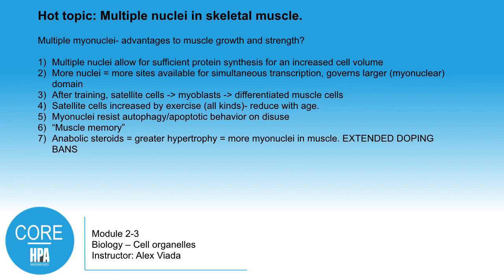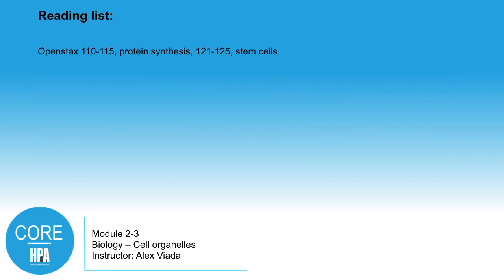Interesting implications there for resisting age-related muscle loss as well, or disease-related muscle loss. So if you want to check out further reading, I would look at your OpenStax Anatomy and Physiology, both sections on organelles, but there's also the sections on protein synthesis, pages 110 through 115, and 121 through 125 on stem cells, which may give a little more information on a couple topics we've discussed.